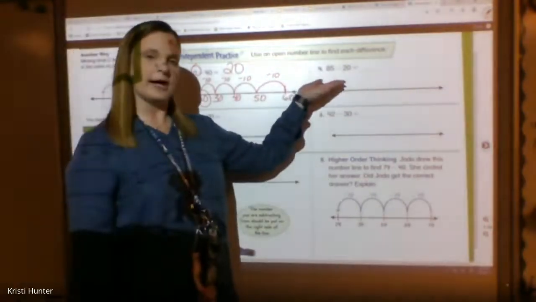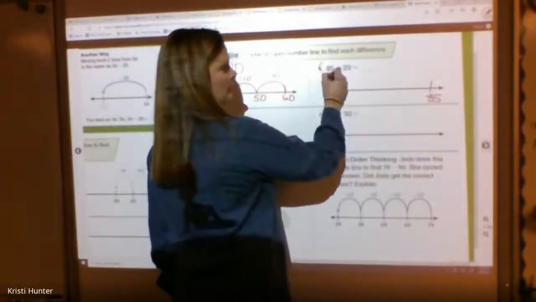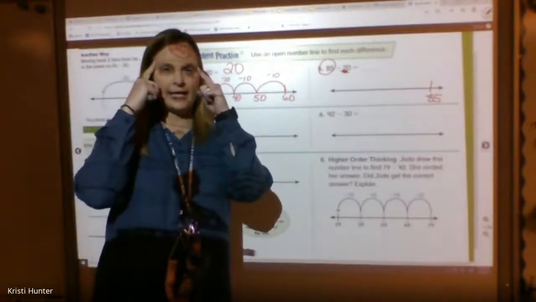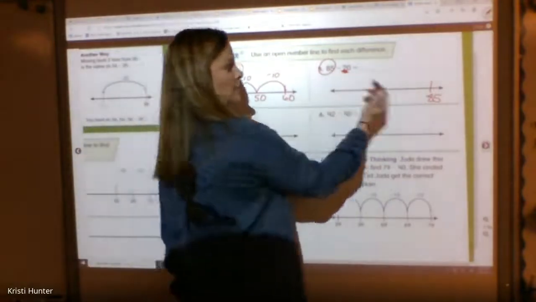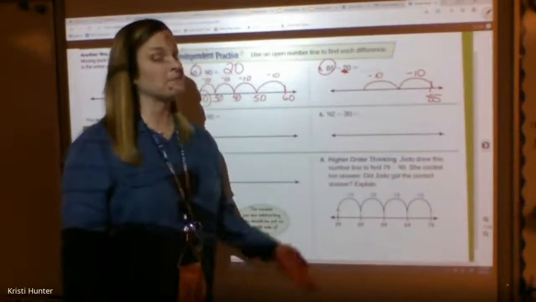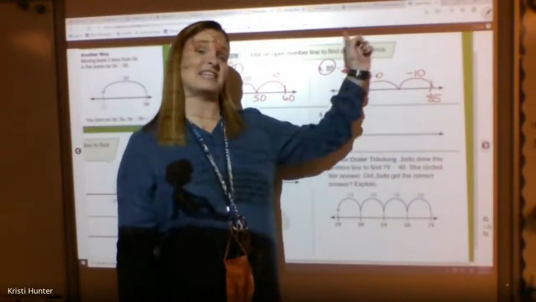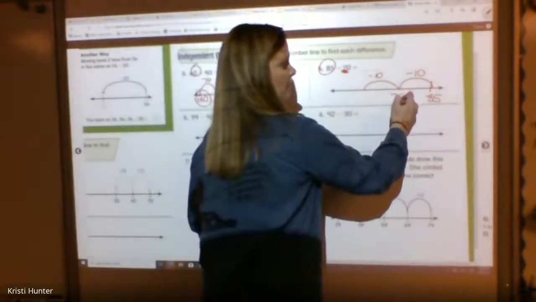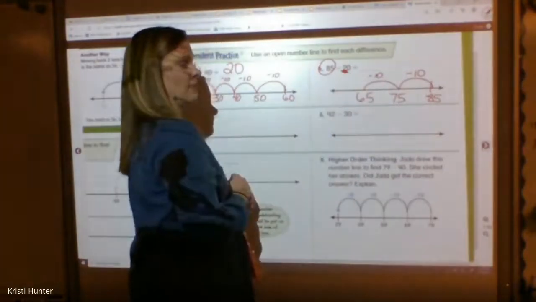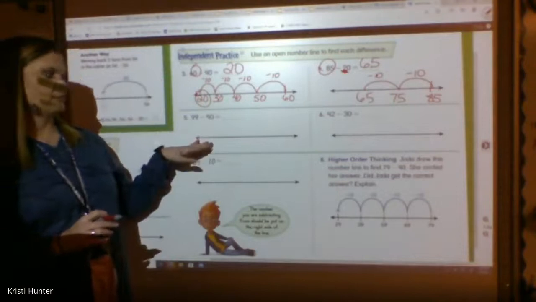All right, number 4, 85 minus 20. So we're going to start at the number 85. That's my big number, my start number, and I want to go back 20. Think about it. How many tens is in 20? 2 tens. So I'm going to jump back 2 tens, 10, 20, minus 10, minus 10. Now this problem's a little harder than this problem we just worked. We started at 85, so we have to think back 10. 75, 10 more, 65. So my answer for 85 minus 20 would be 65. Very good.